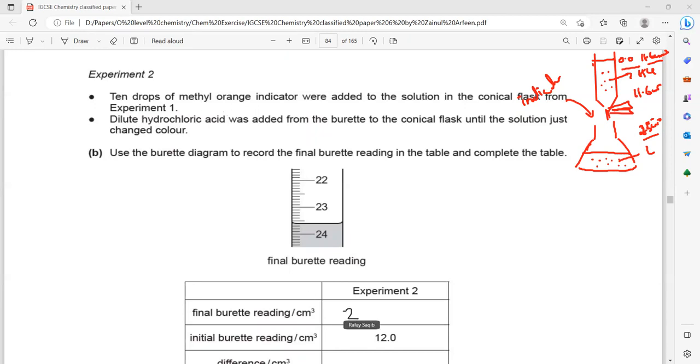Ten drops of methyl orange were used as an indicator, and experiment 1 was repeated. Dilute hydrochloric acid was added until the solution showed a color change. Use the burette reading. That is 23.6. And how much is the difference? So 11.6 is the difference. Yes, the same amount is needed, 11.6.